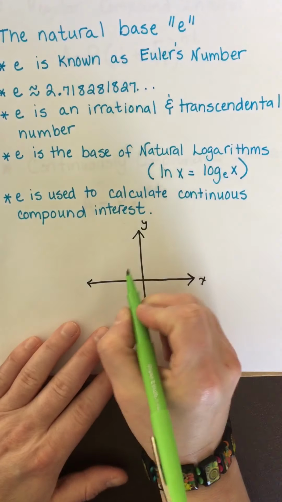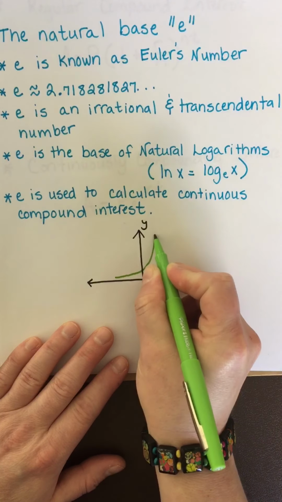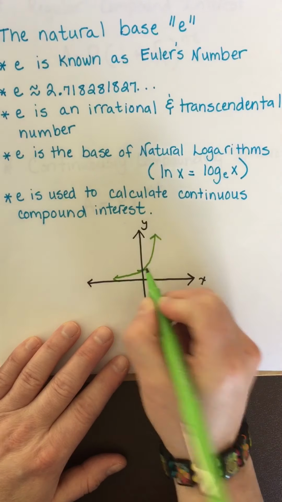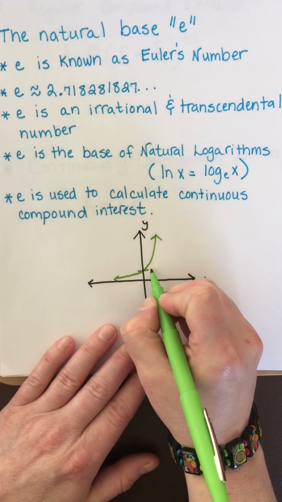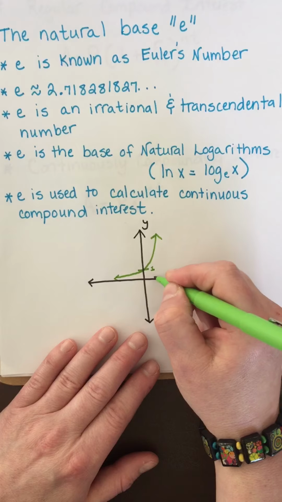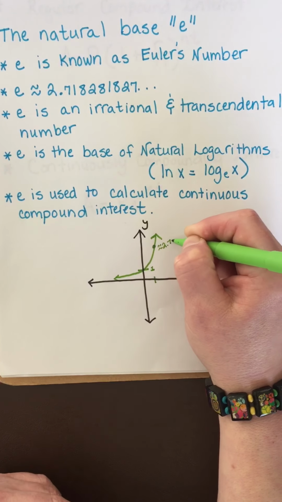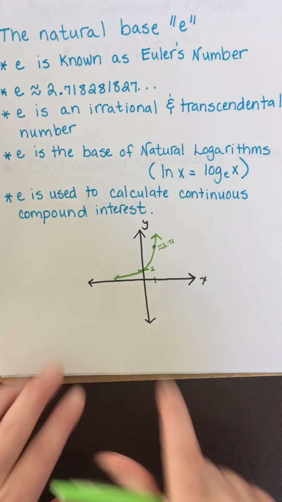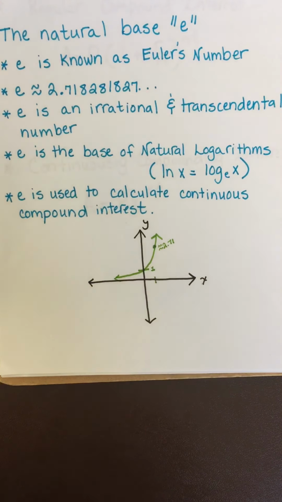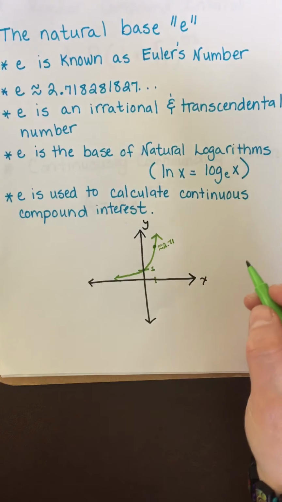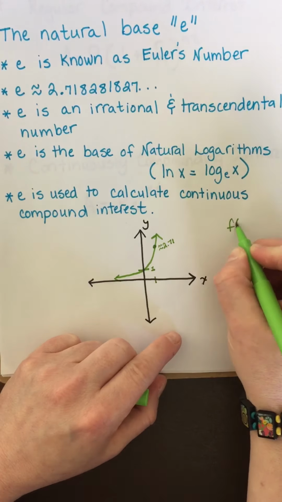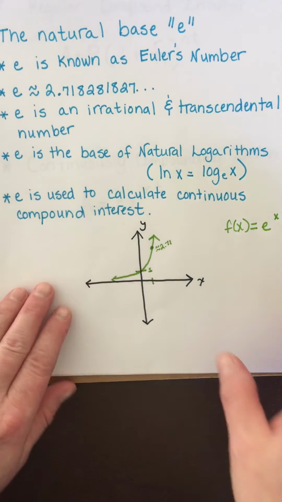I'm just going to do a quick little sketch. So again, it has a y-intercept of 1. If you go over here 1, it goes up to about 2.71. You know, it looks like your generic exponential function. The x-axis is an asymptote, all that good stuff. And that's if you graph f of x equals e to the x. Okay, looks like that, basically.